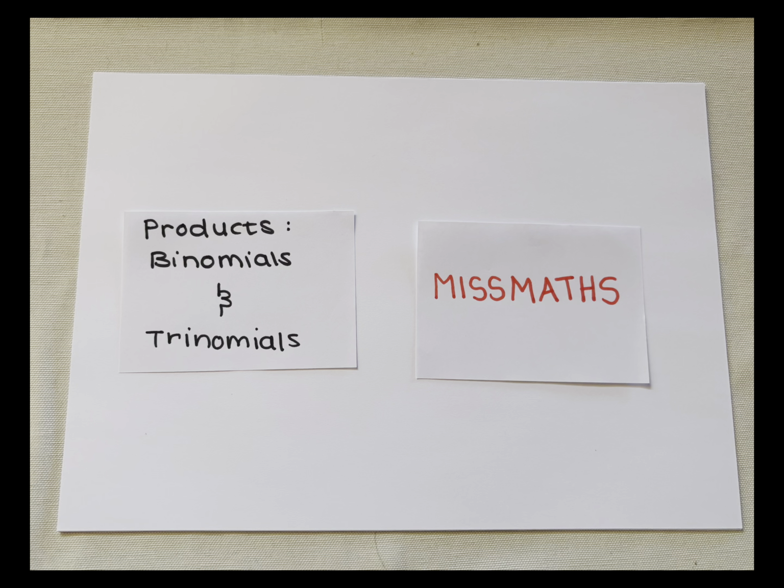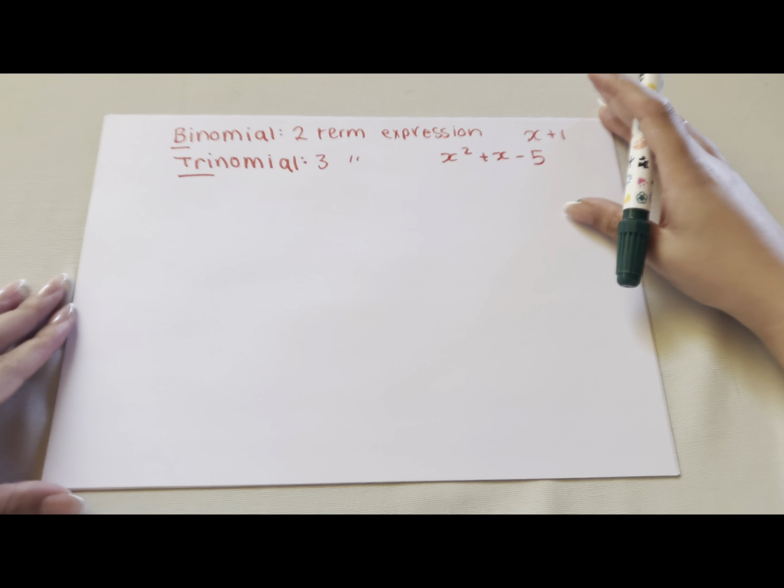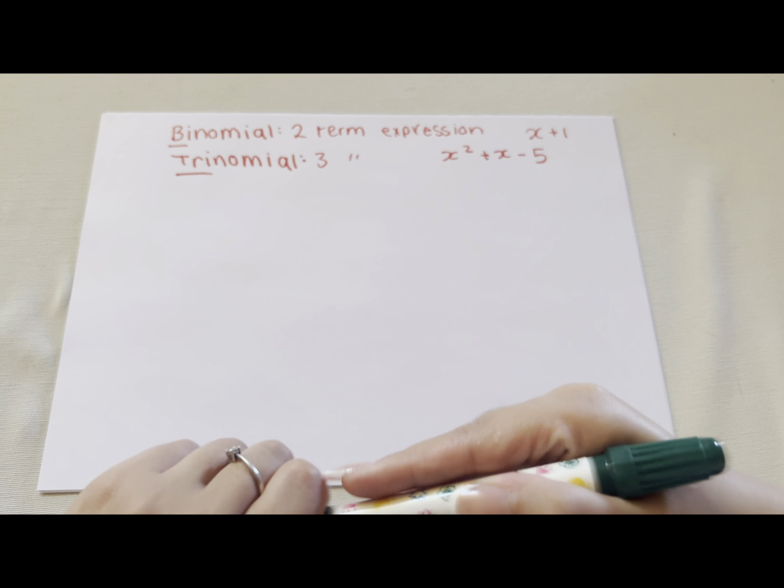Binomial and trinomial product rules. A binomial is defined as a two-term expression, while a trinomial is a three-term expression. Using this in basic application, this is relevant for grade 9s as well as grade 10s.